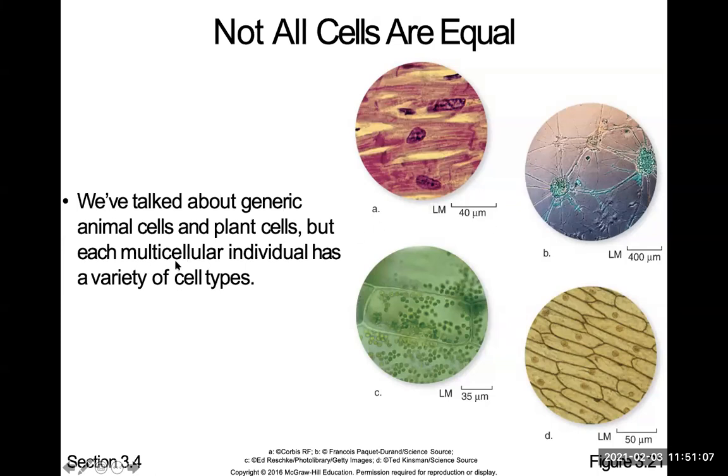Each multicellular individual, and we can use us as an example, has a variety of cell types. We have neurons, we have cardiac muscle, we have skeletal muscle, we have smooth muscle. So not all cells are equal. And I said that eukaryotic cells all have a nucleus. Do you guys know if your red blood cells have a nucleus?